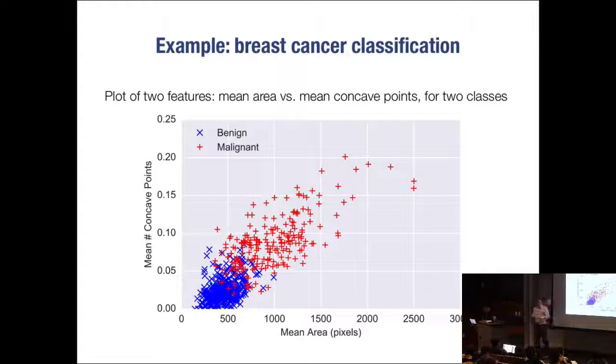That kind of makes sense because cells that are growing rapidly are malignant cells, and so they're also going to grow in irregular shapes just because they're growing so fast, and so they're going to have these concave regions, and they're going to be bigger in general. And so this is one view of the classification task. And I should say, the blue X's here are the benign ones, and the red pluses are the malignant ones.